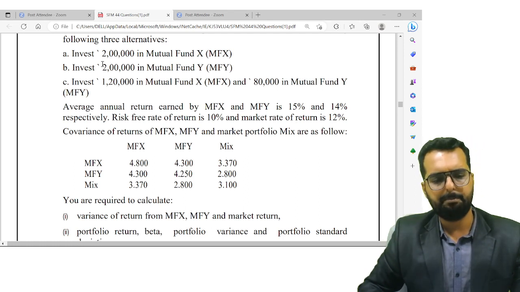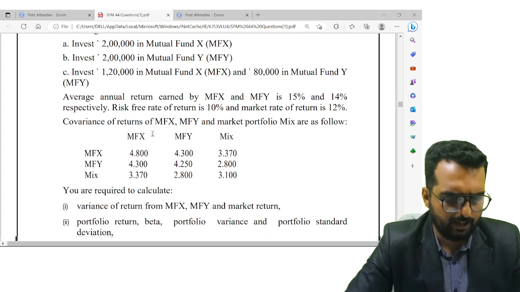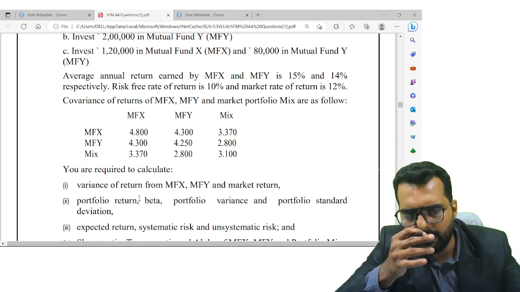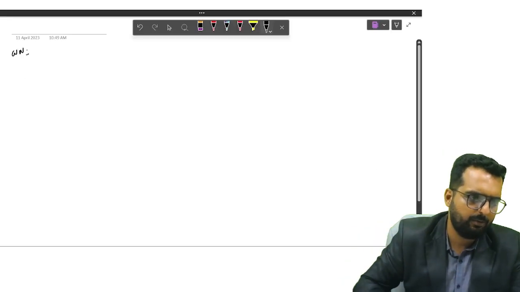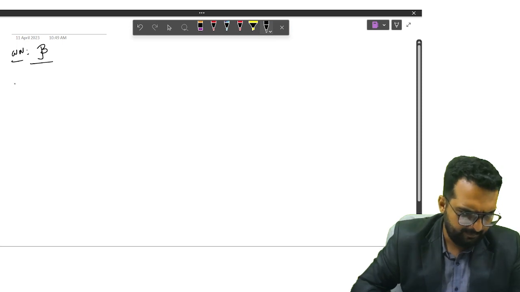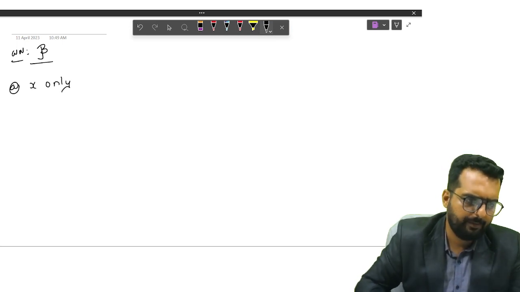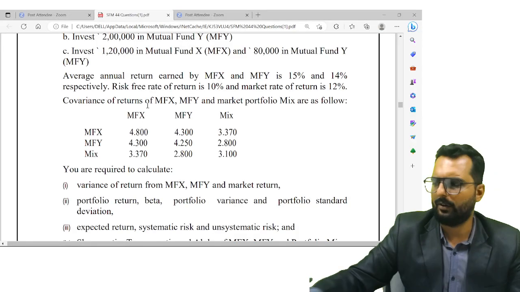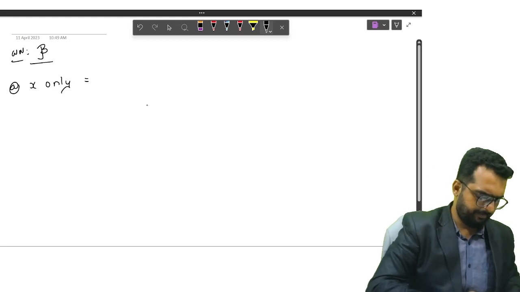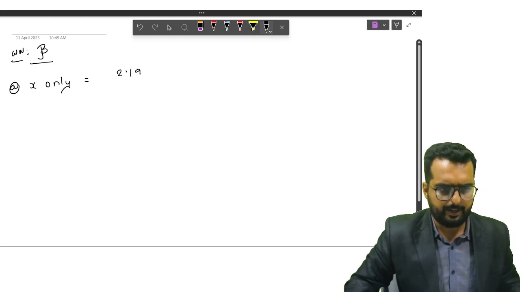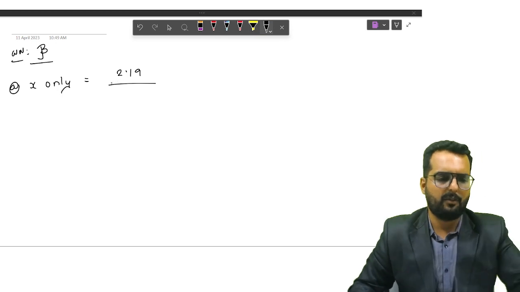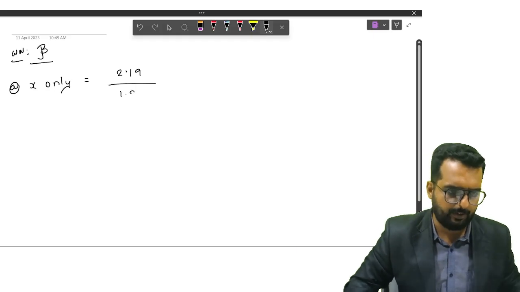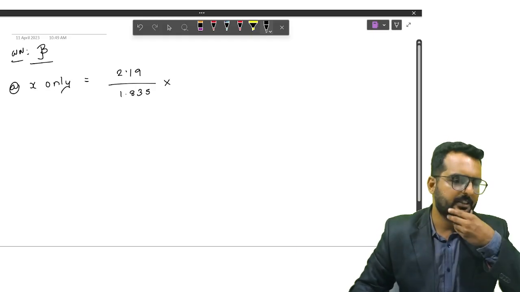Next, they are asking the portfolio beta. So first we need to find out the beta of X separately, beta of Y separately, and we need to find out the overall beta. So I'll write down the next working note. Beta. First one, X only. How will you find out the beta of X only? Standard deviation of the X. How will you find out standard deviation of the X? That is 4.8 square root, 2.19, divided by standard deviation of the market. How much is standard deviation of the market? 3.37 square root, 1.835, into correlation between these two things.